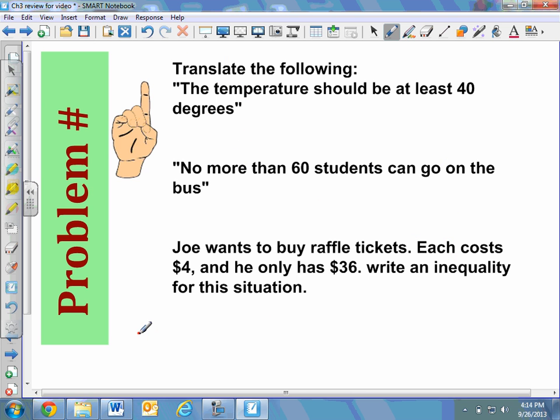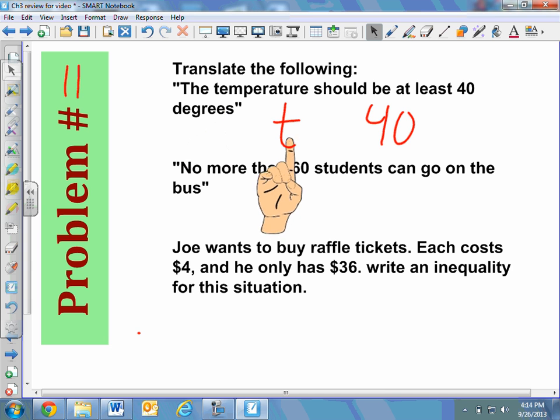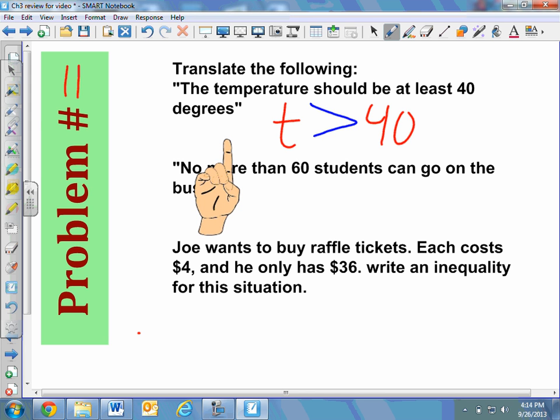Okay. Almost done. For problem 11. Translate the following. The temperature should be at least 40 degrees. So temperature, let's use the letter T, and let's use a 40. Now remember, this needs to be at least 40. It could be 40, but it can be 40 or more. So you're going to use the greater than or equal to.